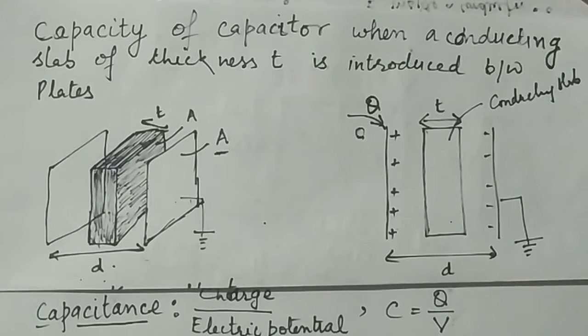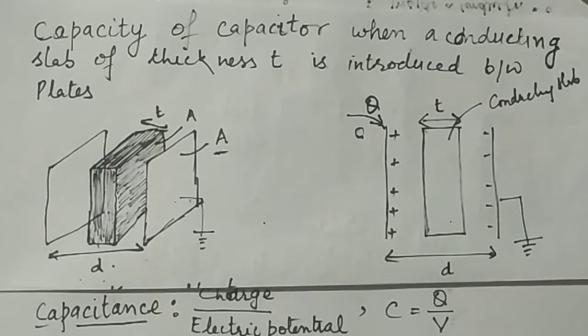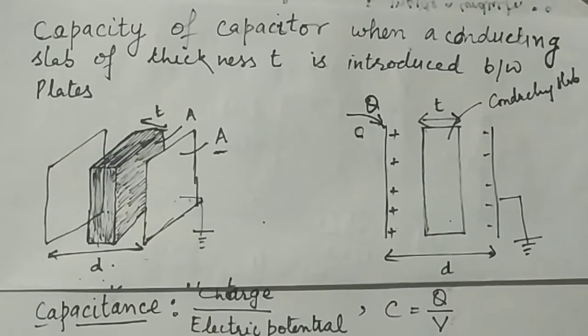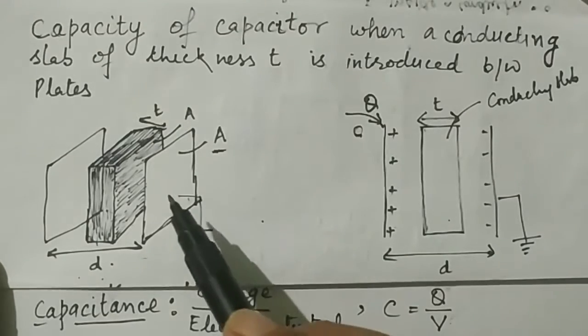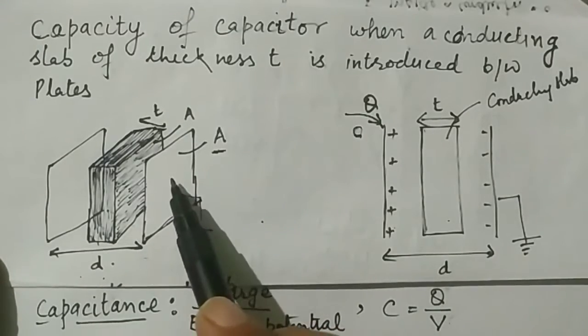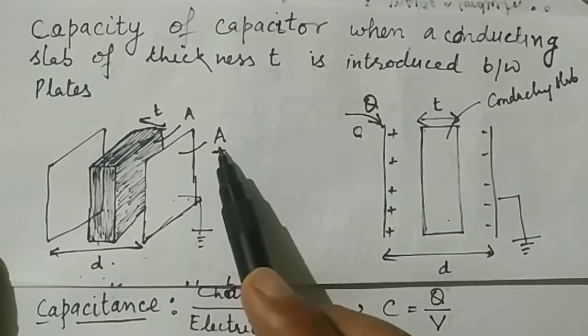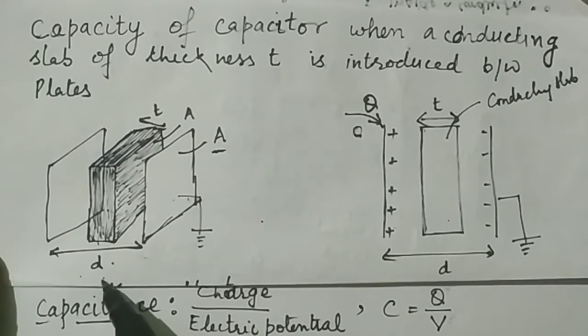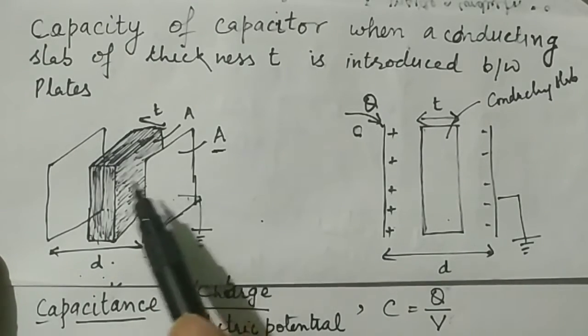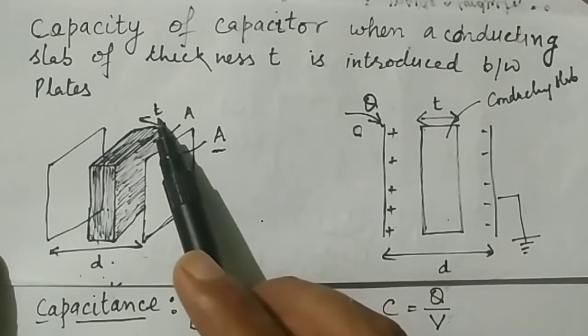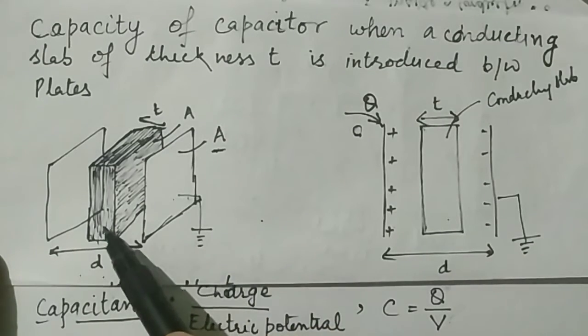In this video, we will discuss the capacitance of a parallel plate capacitor when a conducting slab of thickness t is introduced between the plates. So, to do that, I have these two parallel plates having area of cross section A, and they are separated by a distance d. Now, a conducting slab of thickness t is introduced between the plates.